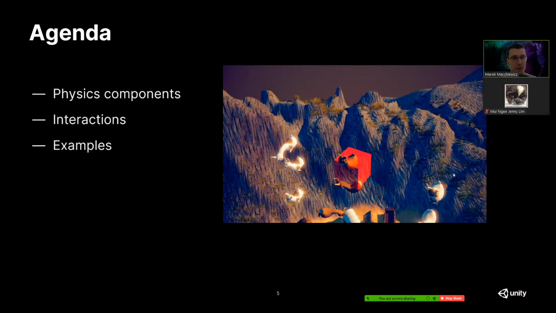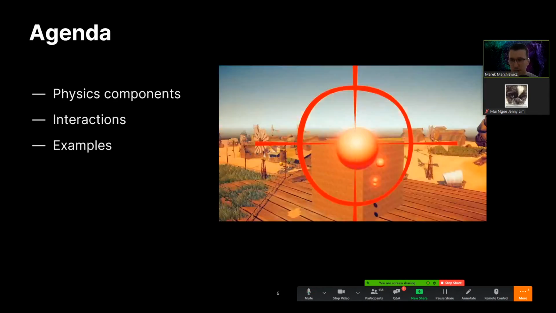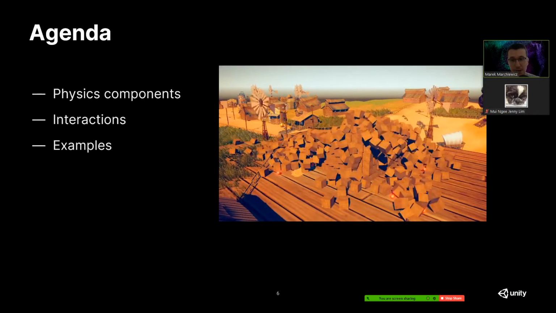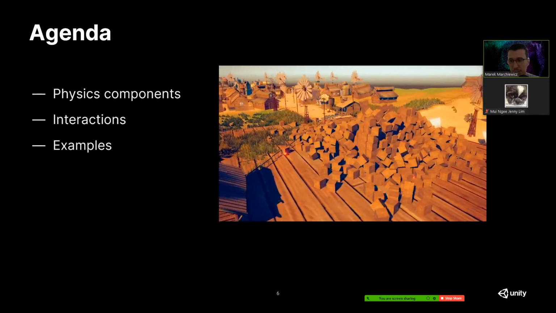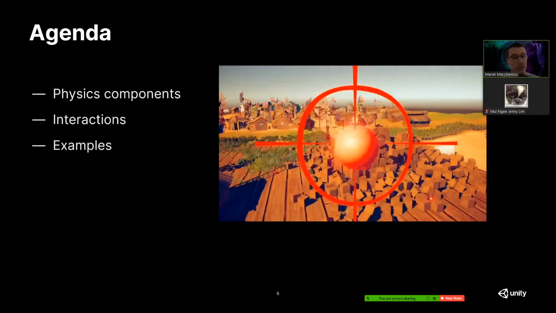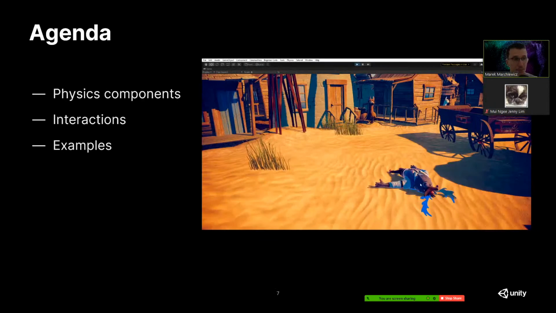So first I'm going to talk about the physics related component. That will be our rigid bodies and colliders, and then I'm going to move to the interactions, so how we can interact with the physical world. By applying some forces to your rigid bodies, there are certain rules you need to obey in order to make your simulation stable and make it look realistic and believable.